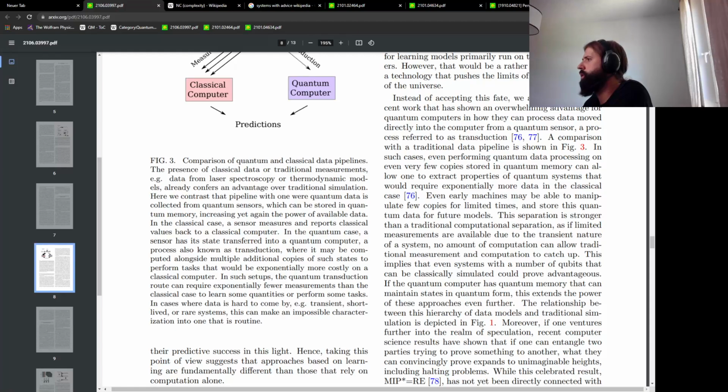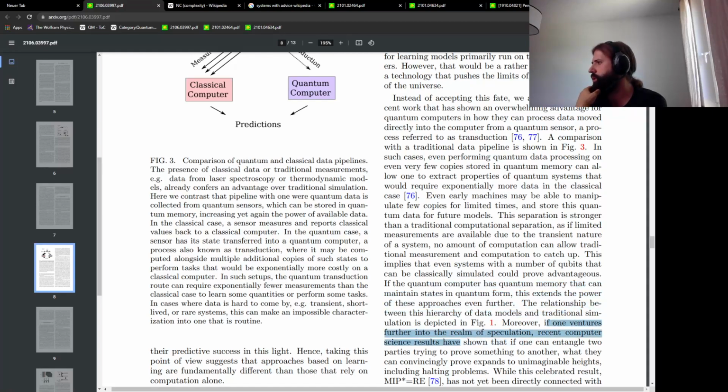This separation is stronger than a traditional computational separation, as if limited measurements are available due to the transient nature of a system, no amount of computation can allow traditional measurements and computation to catch up. This implies that even systems with a number of qubits that can be classically simulated could prove advantages. If the quantum computer has quantum memory that can maintain states in quantum form, this extends the power of these approaches even farther. The relationship between this hierarchy of data models and traditional simulation is depicted in Figure 1.